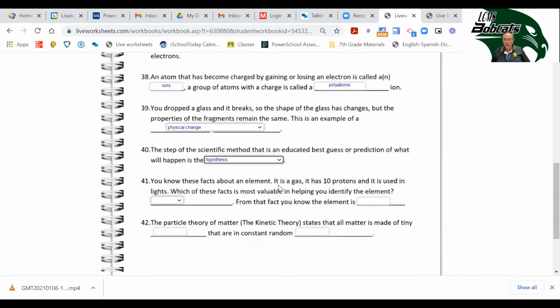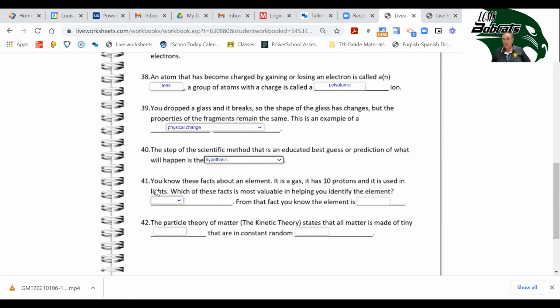If you know these facts about an element: it's a gas, it has 10 protons, and it's used in light. Which of these facts is the most valuable helping you identify an element? There are a lot of gases. There is only one element that has 10 protons. Its atomic number would be 10.